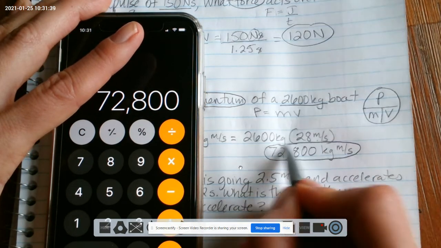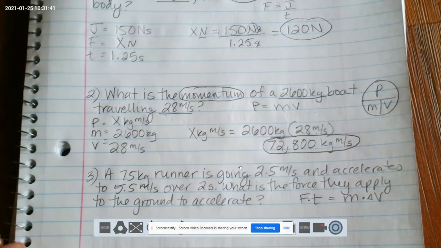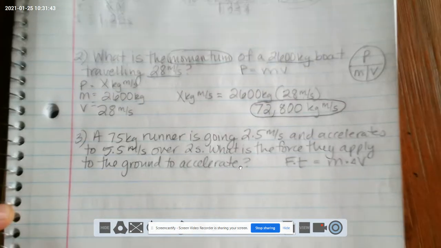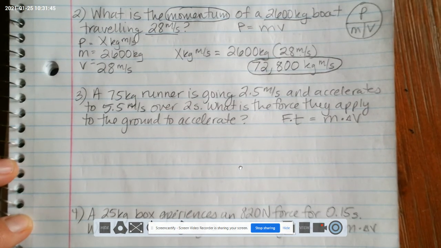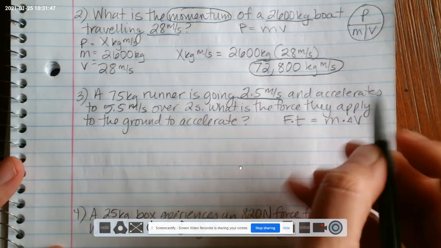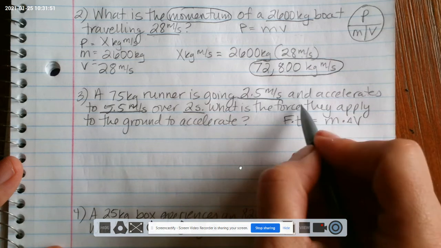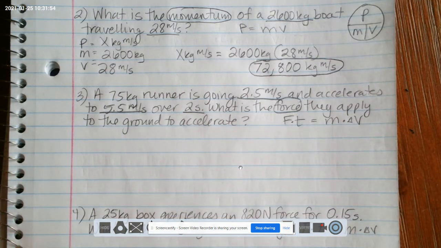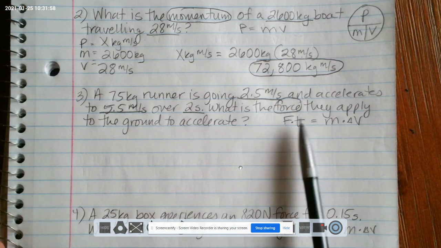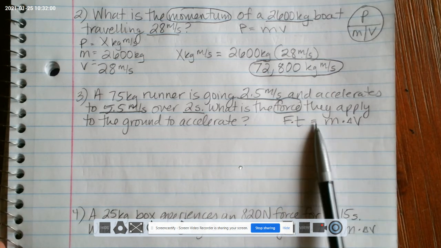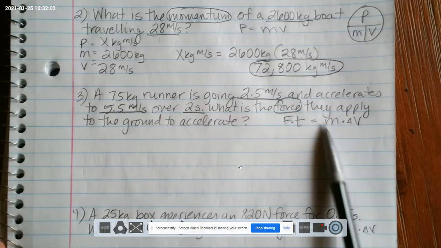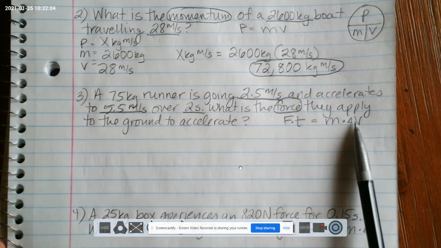Okay, there we go. Number 3, a runner is going 2.5 meters per second and accelerates to 5.5 meters per second over 2 seconds. What is the force they apply to the ground to accelerate? So remember, this one we're using the force multiplied by time, which is the impulse, equals mass times change in velocity, which is change in momentum. So impulse equals change in momentum.